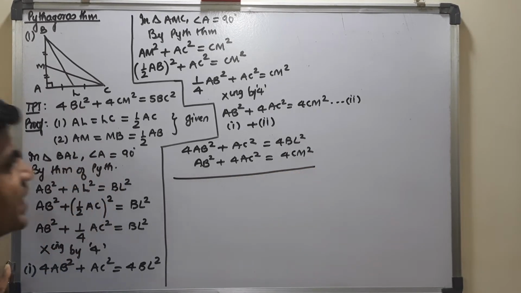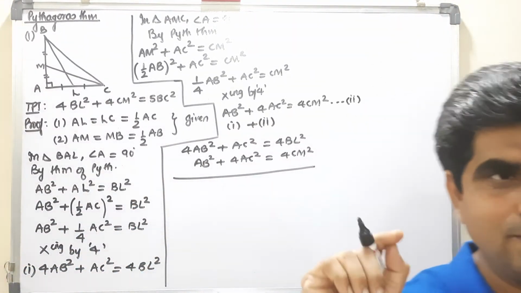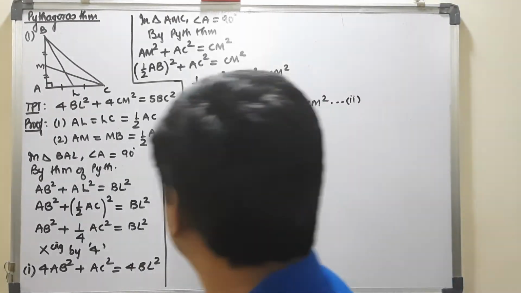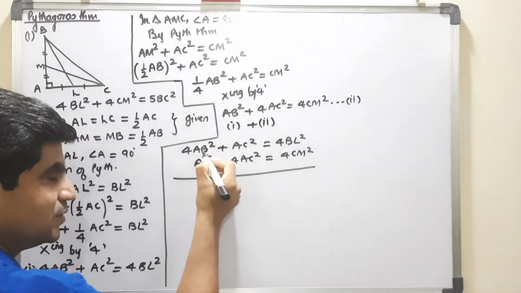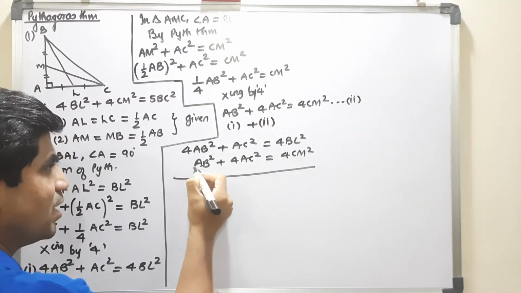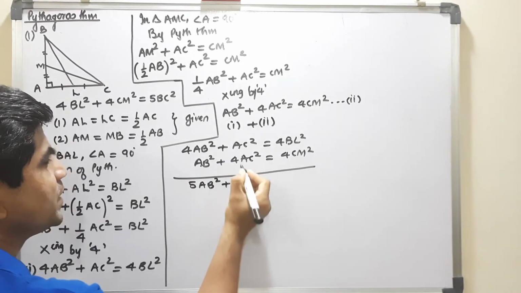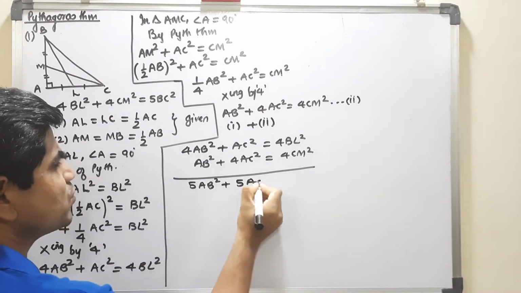You remember what I said in my first lecture itself. Line 1, line 2, line 3 blank and line 4. Okay. So here when you add, I say 4 and 1, total 5. 5ab square, 4 and 1, that is 5ac square.